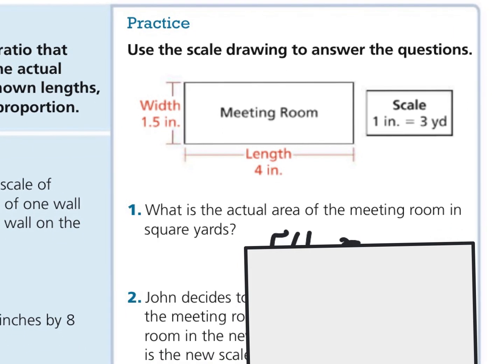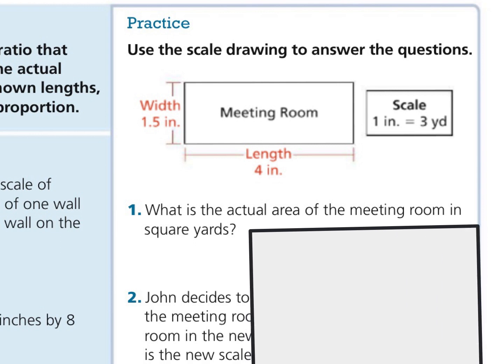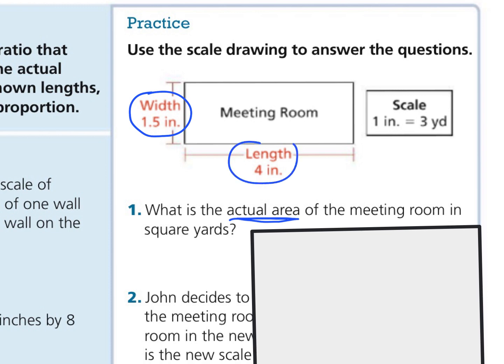So on this problem, the first one, they want us to use the scale drawing. And so they're asking, what is the actual area of the meeting room in square yards? Okay, so you can see the scale for the meeting room. What the dimensions are on our scale drawing, and then they've provided the scale so we can figure out what our actual dimensions are, and then we could figure out what our actual area is.